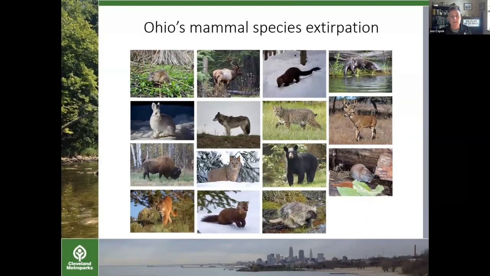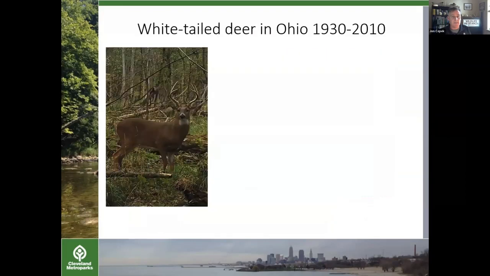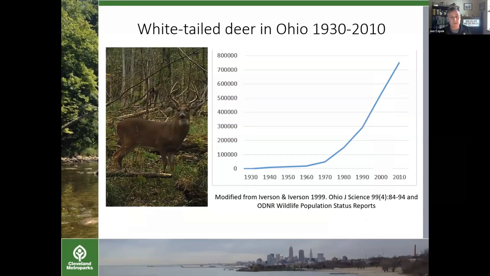Along with 14 other species of mammals native to Ohio, they were extirpated. In 1909, deer were extirpated according to the Ohio Division of Wildlife. So when white-tailed deer return in the 30s, they return to a completely different environment changed by humans. And the result is we go from 0 deer to above 700,000 by 2010. And let's review briefly some information that contributes to this.